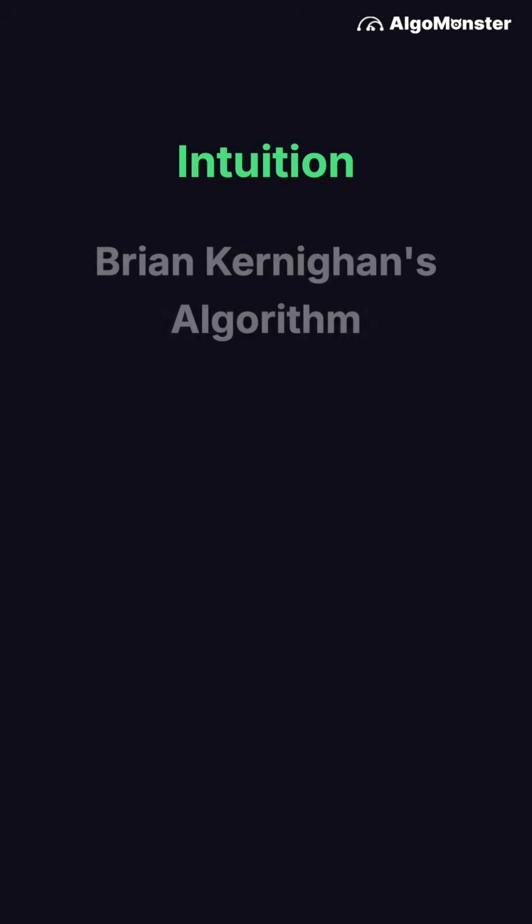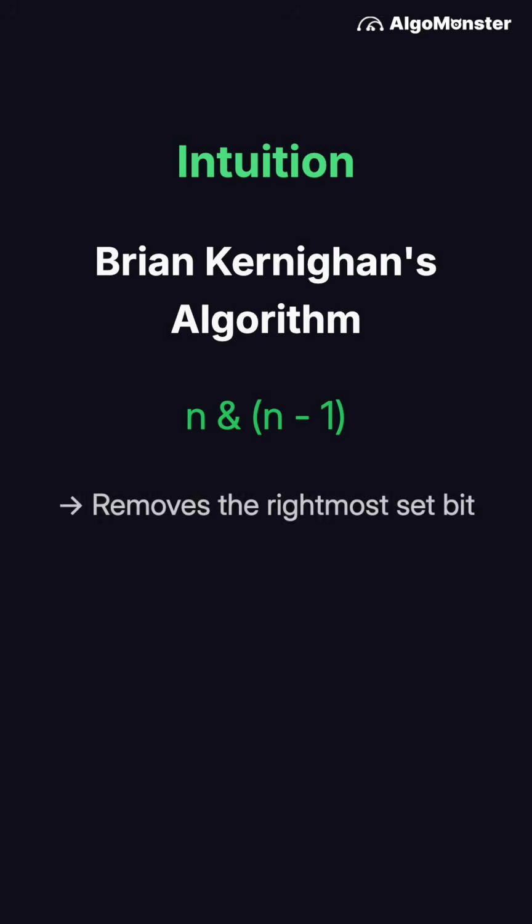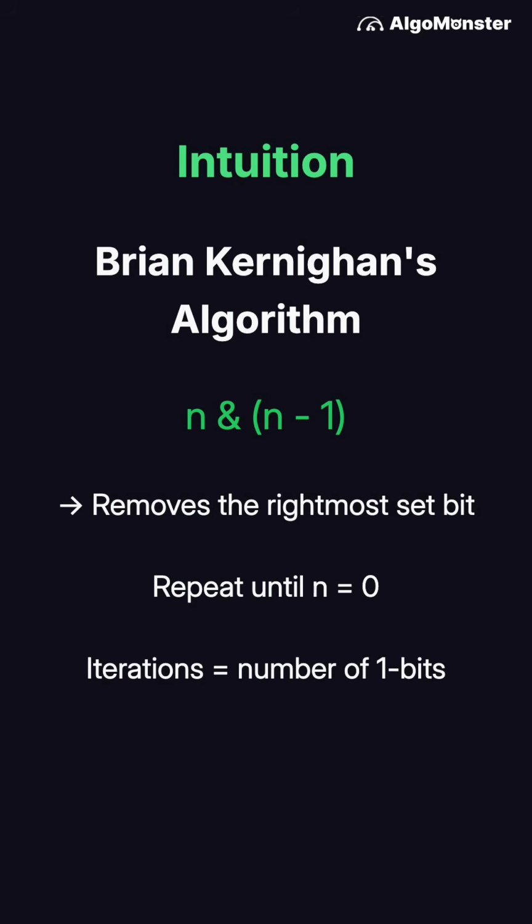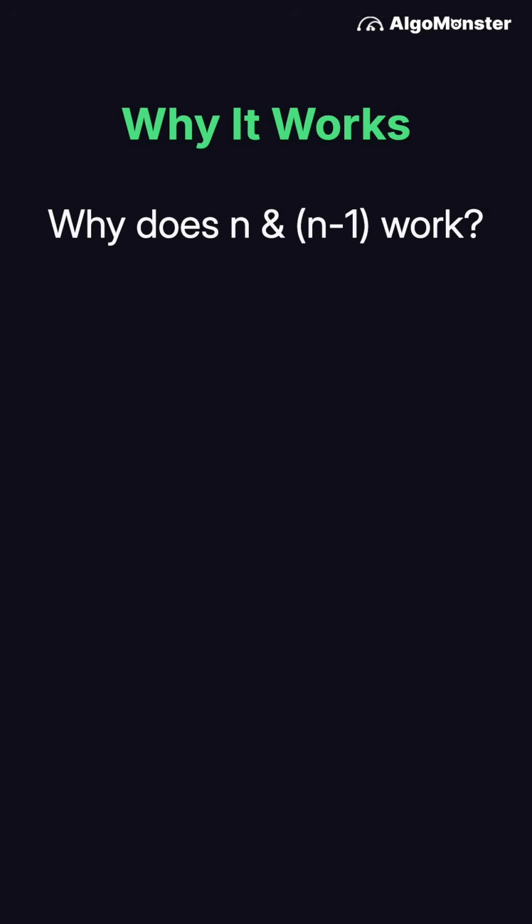Here's the trick. It's called Brian Kernighan's algorithm. The expression n bitwise and n minus 1 removes the rightmost set bit from n every single time. So you keep applying this operation until n hits 0 and the number of iterations equals the number of set bits. But why does n and n minus 1 actually remove the rightmost set bit?